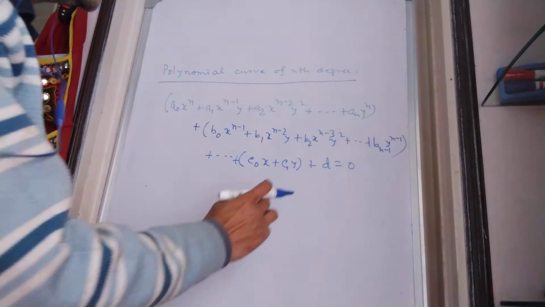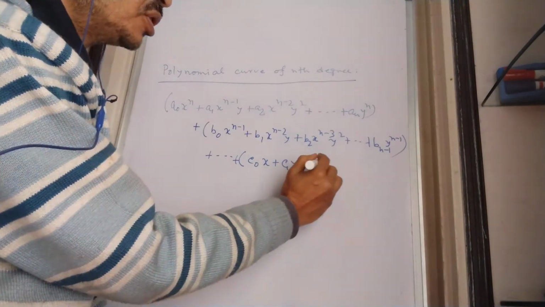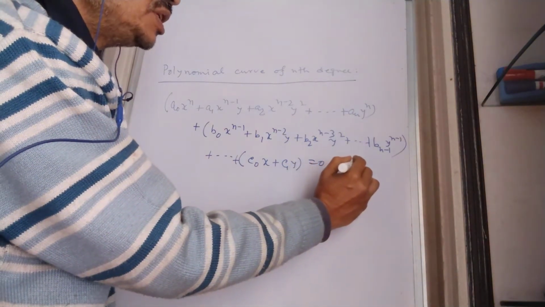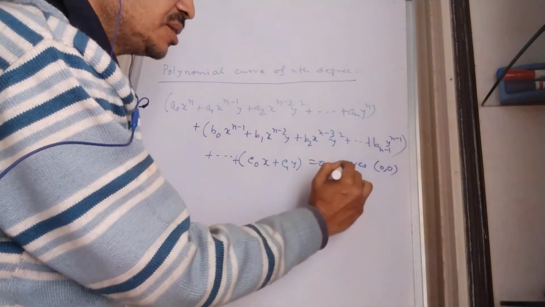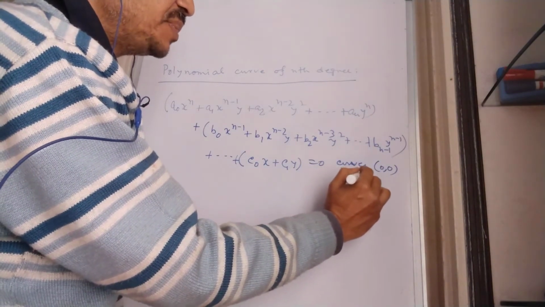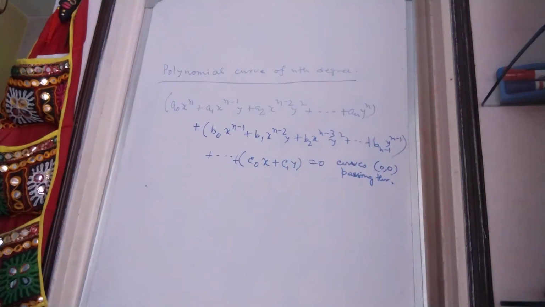Now, for simplicity we may take that d is 0. That means all the curves pass through the origin. This is for simplicity, we take it without any loss of generality.